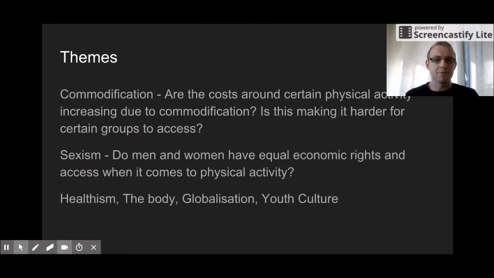So some themes. We're going to finish with some themes. Commodification. Are the costs around certain physical activity increasing due to commodification? And is this making it harder for certain groups to access those physical activities? Sexism. Do men and women have equal economic rights and access when it comes to physical activity? And could always talk about healthism, the body, globalization, or youth culture if you so desired.